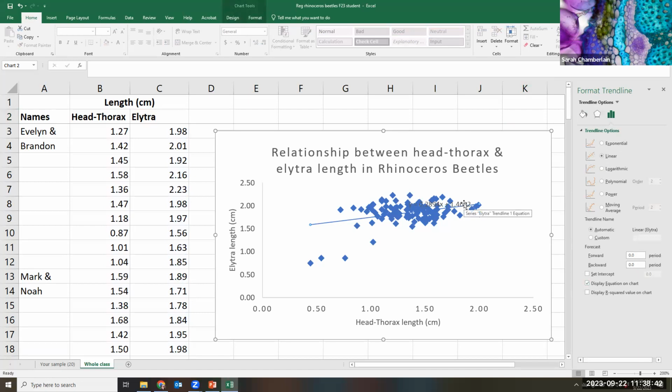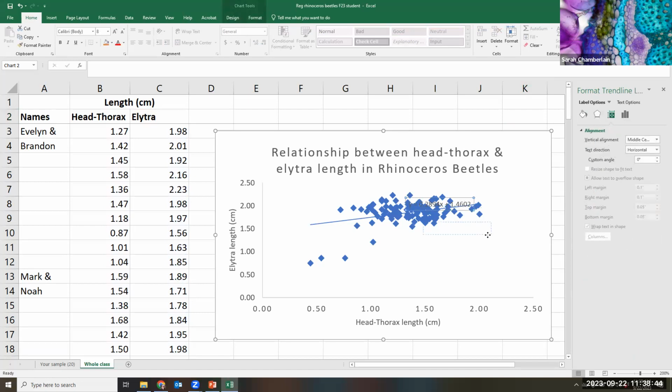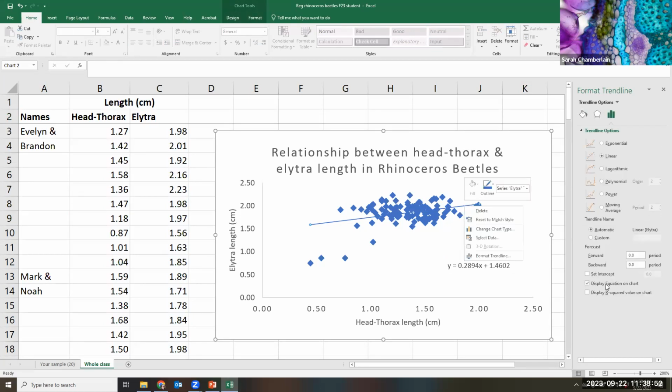And it's going to put it in a dumb place. So then what you're going to do is click on it and then move it so you can see it. Okay. And then what else? We want that too, right? So we want it to display the equation and R squared. Yes. And like I said, it's going to put it in a weird spot, so just move it somewhere where you can actually read it. Okay. So what does this tell you?